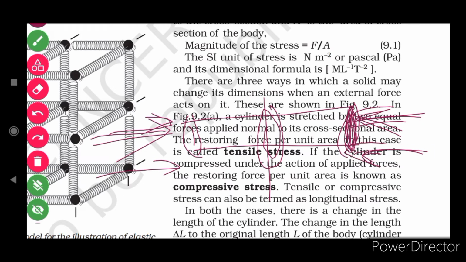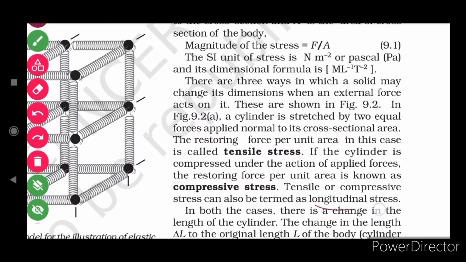So when I am compressing the rod, the restoring force developed per unit area is the compressive stress. So longitudinal stress has two types: compressive stress and the other one is tensile stress. Now the tensile stress, we see tensile stress.